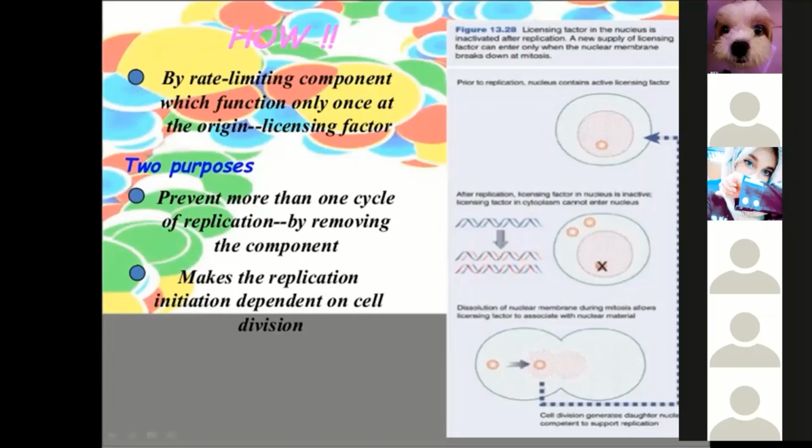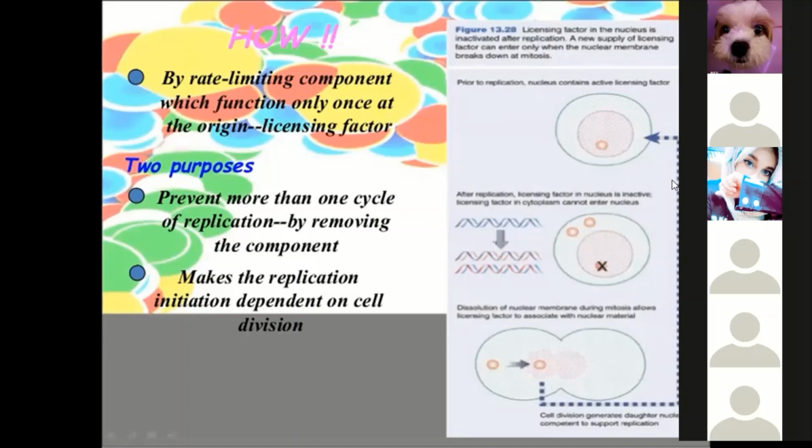So what happens? These licensing factors in the nucleus are inactivated after replication. Once the replication takes place, these licensing factors get inactivated. A new supply of licensing factor can enter only when the nuclear membrane breaks down at mitosis. So before replication, during the synthesis phase, only these licensing factors are there in the nucleus.